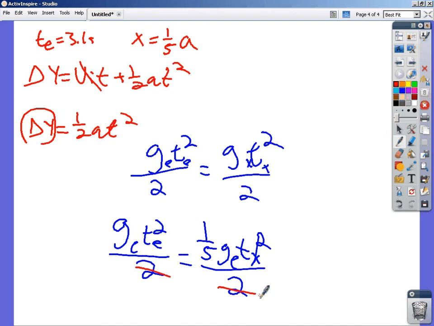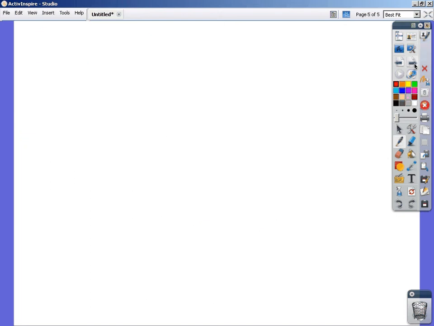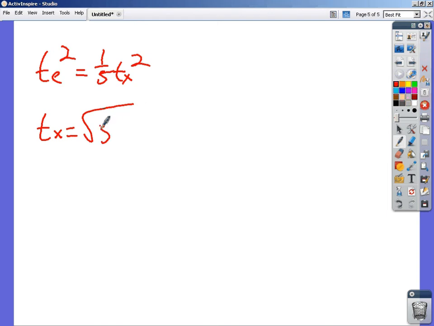All right. So when I rewrite this equation, I'm going to save this flip chart, by the way, and put it on my website. When I rewrite this equation, this is what I get. TE squared is equal to 1/5 TX squared. And since we're trying to find out the time it would take on planet X, now I just solve for TX. And when you do that, you're going to get TX is equal to the square root of 5 TE squared. That's the answer.